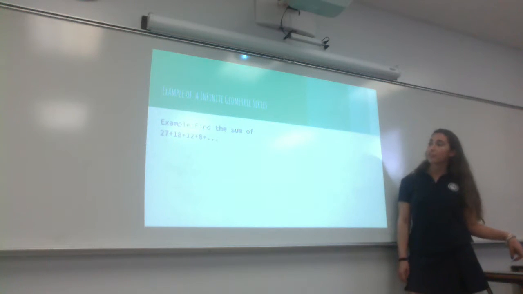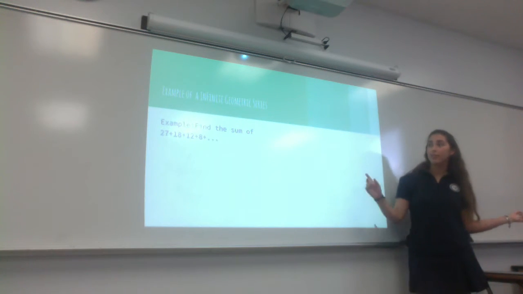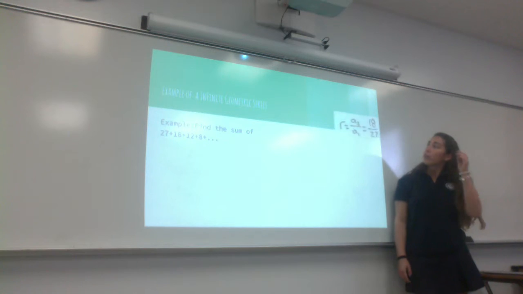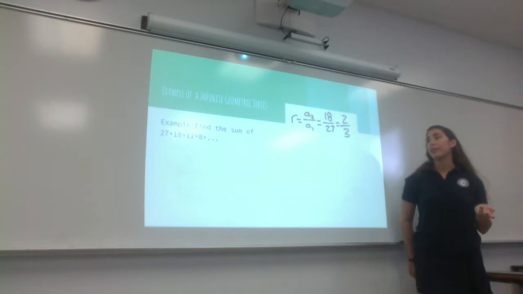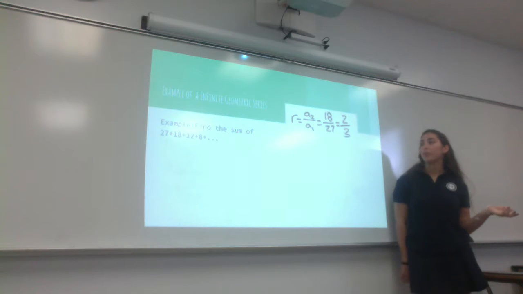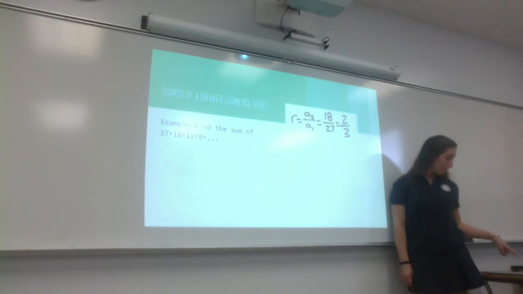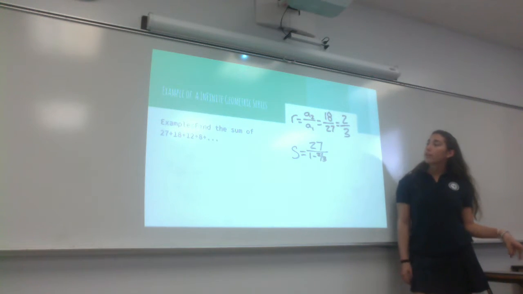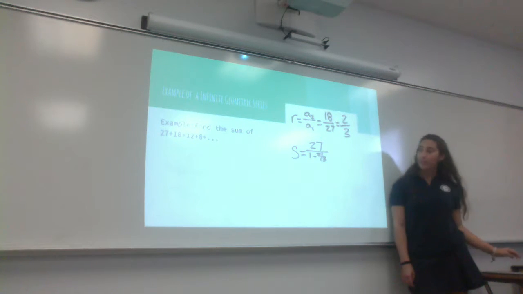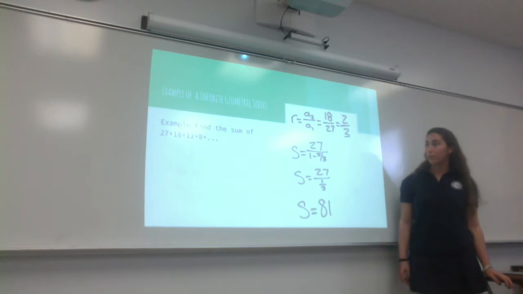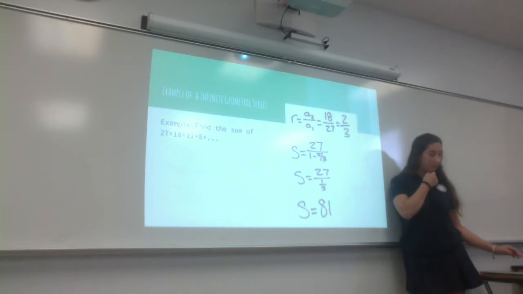Okay, and in this one you're finding the sum of the terms given. So first you have to find the common ratio, which you do by putting a2 over a1, and you end up getting 2/3. And then you get 27 over 1 minus the common ratio. And then further simplify to get 81, so the sum of that geometric sequence is going to be 81.